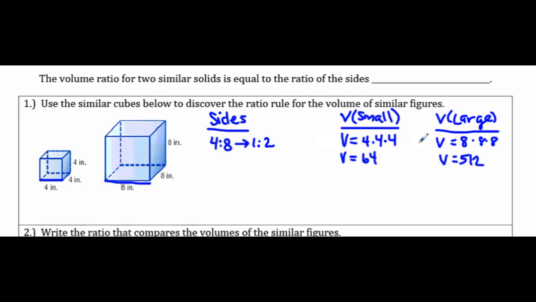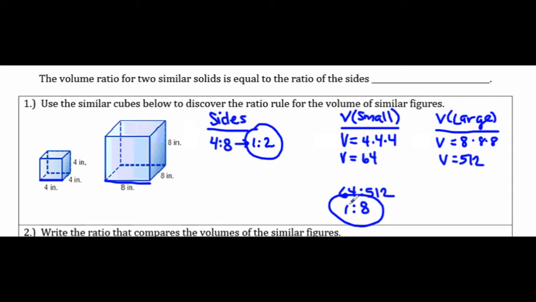Okay, so if we take the volume of the small to large, we would have 64 to 512. But those numbers also can be reduced down. So if you type in 64 divided by 512 in the calculator, then hit the math button and select fraction, it will reduce that down for you, and you'll get 1 to 8. So let's take a look at this. The ratio of the sides was 1 to 2. And the ratio of the volumes is 1 to 8.